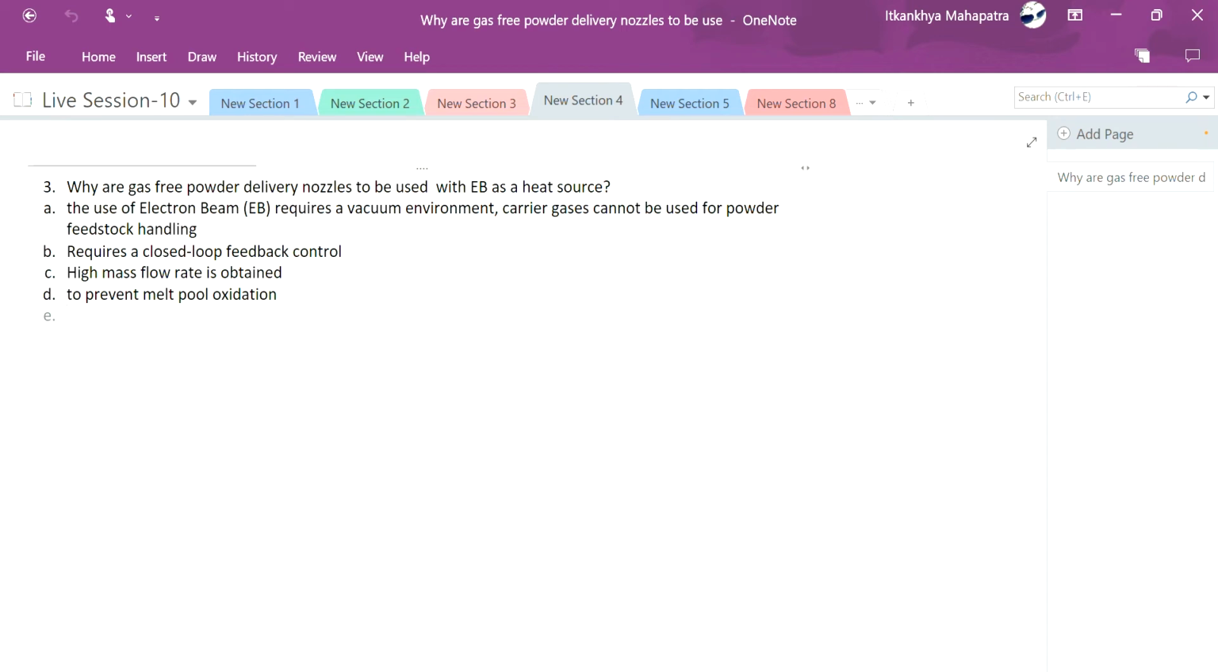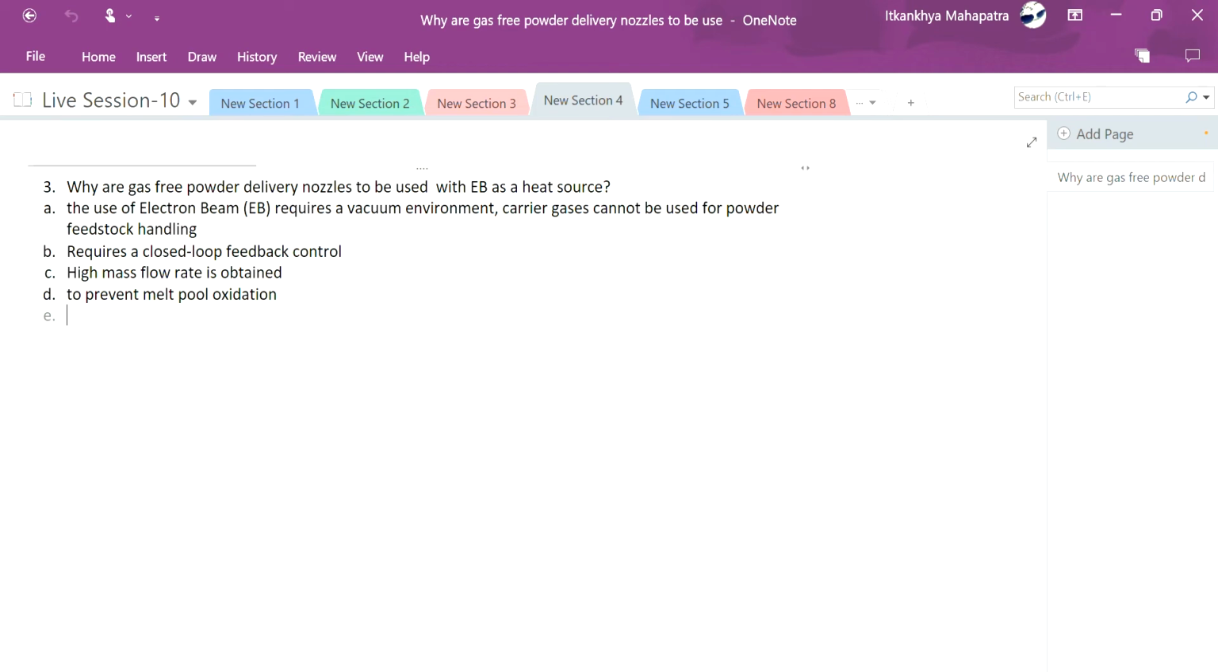So this powder feed based delivery system has various process parameters like powder injection angle, mass flow rate, particle velocity, feedstock selection, stream characteristics, shield gas, omnidirectionality, smart powder delivery nozzles, and gas-free powder delivery.